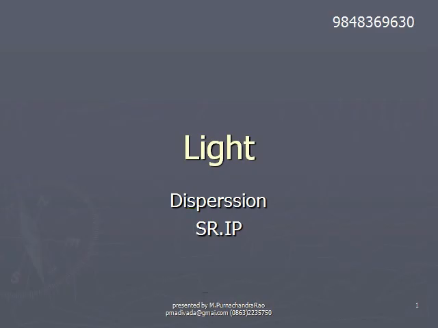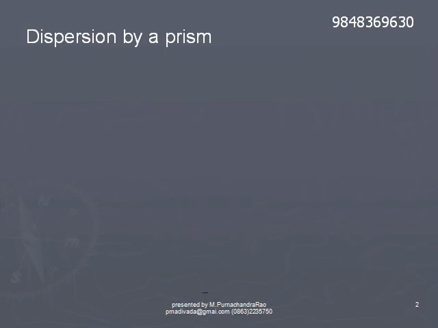Refraction through a prism. When a light ray is incident on a prism, we know that it undergoes deviation. When white light is incident on the prism, it undergoes dispersion. It will be divided into its constituent colors. A white ray incident on a prism will be divided into its constituent colors.